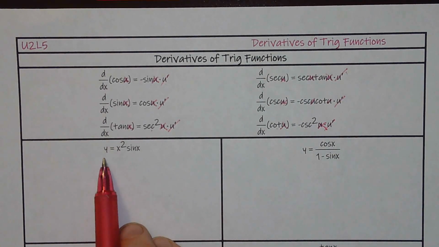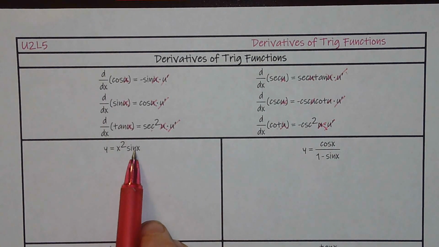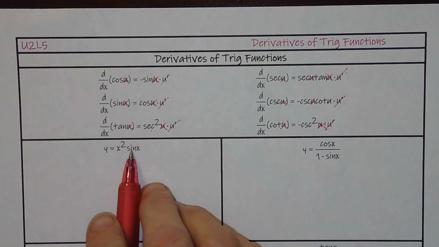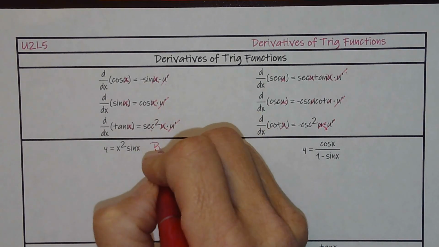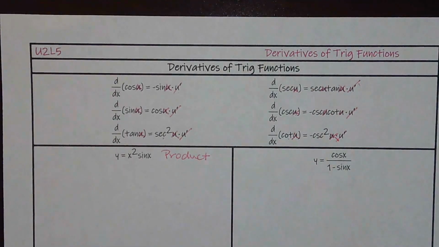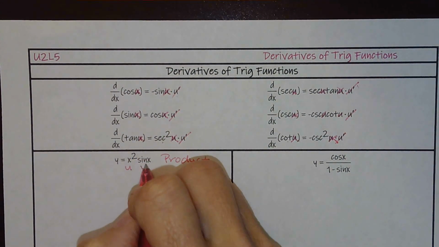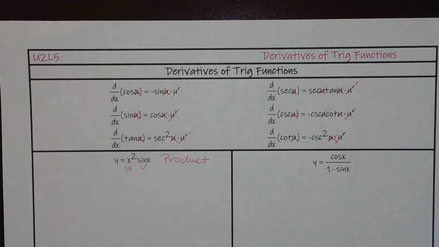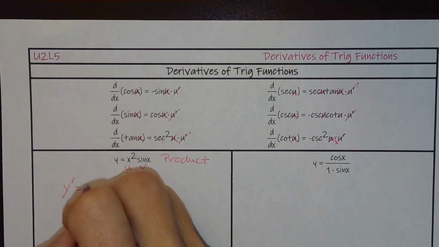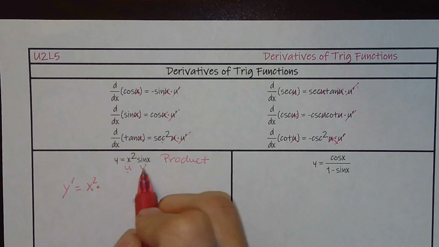But here we have y equals x squared times sine of x. Notice that x squared and sine of x are being multiplied. So we actually have to use the product rule for finding the derivative, y prime. Okay, so I'm going to let the first term be u, and I'm going to let sine be v. So the derivative y prime is u, which is x squared, times v prime.